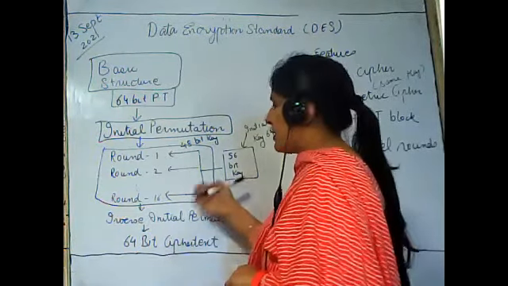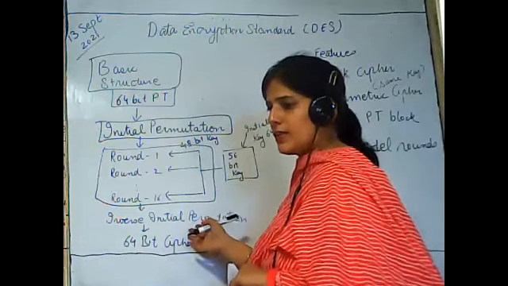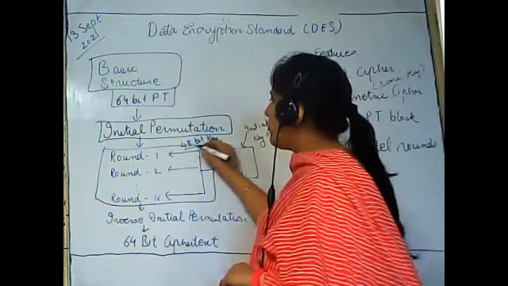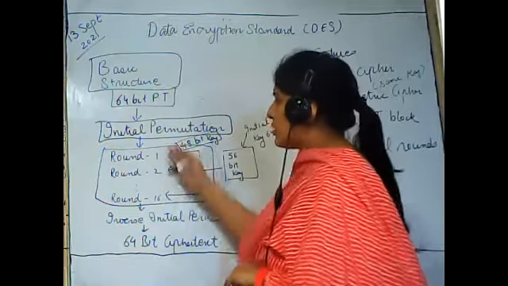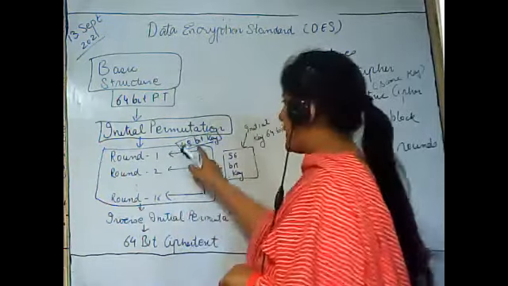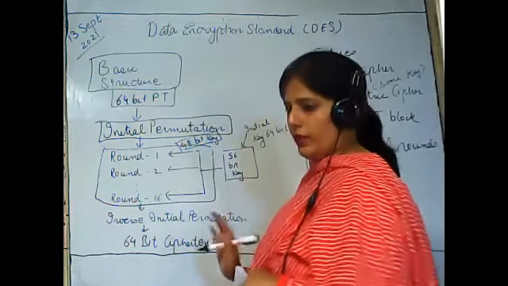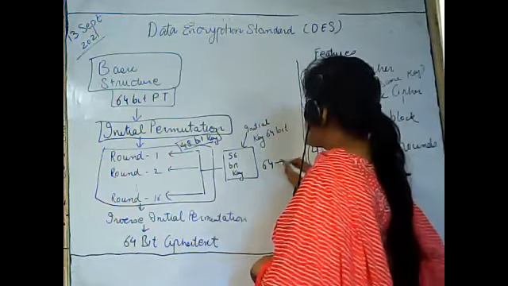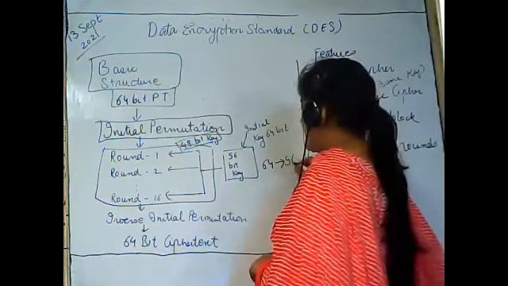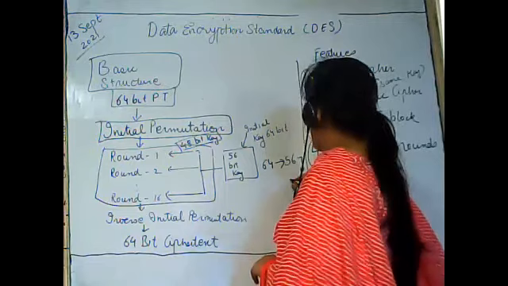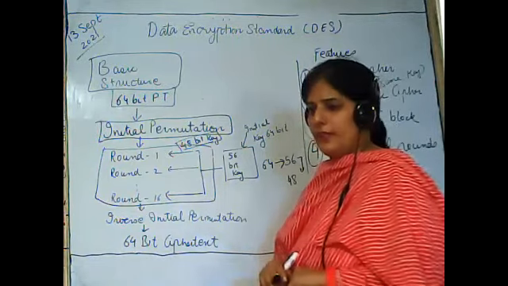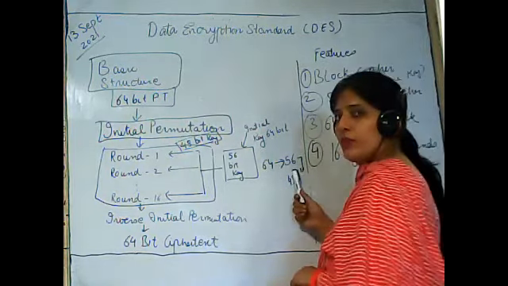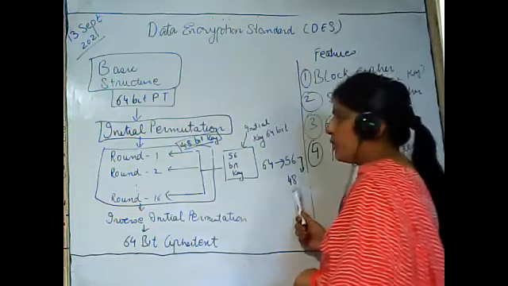How these rounds will be incorporated in the Data Encryption Standard is that we will be using a key known as a 48-bit key. These rounds will be implemented with the help of this 48-bit key. Initially the key will be 64-bit. Then we will convert the 64-bit key into a 56-bit key, and after that we will convert it to 48-bit.